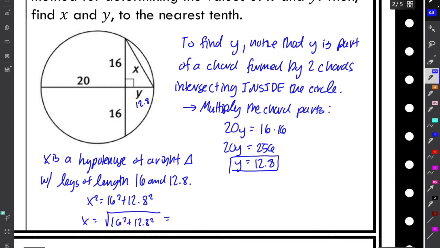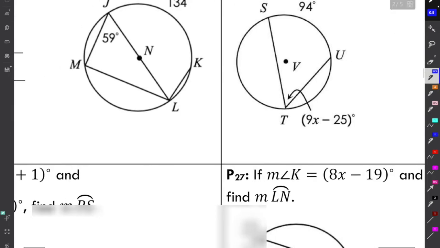And that's approximately, let's see, I'm going to solve on my notes. Square root of 16 squared plus 12.8 squared is 20.49. That is x. And we're done. Alright, that's all for C3.